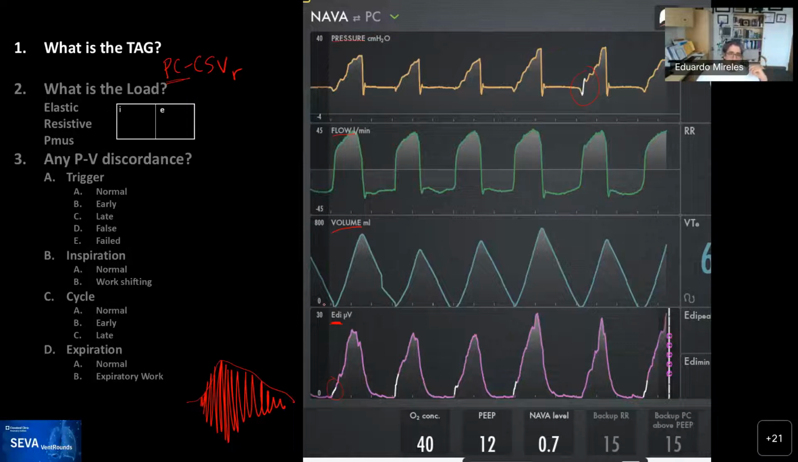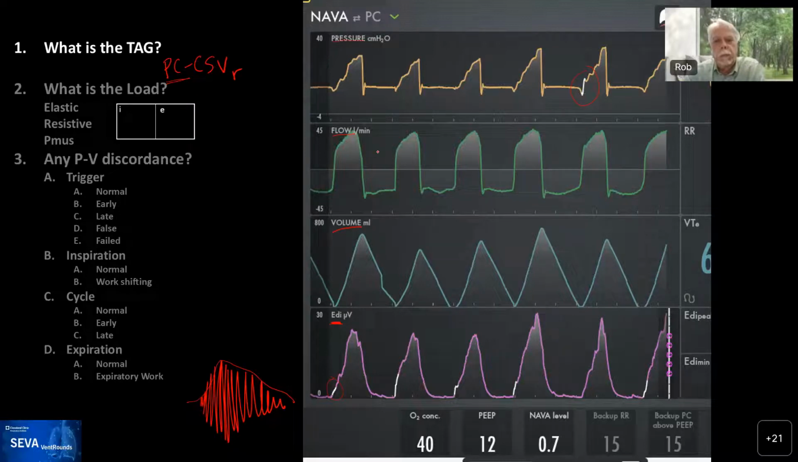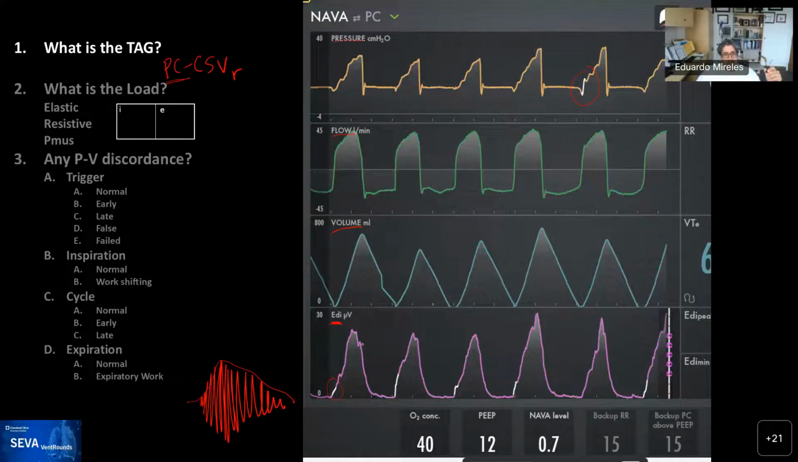Yeah, I think you're right. Okay. And then, so that's what's triggering. And then what's cycling the breath, at least in this iteration of NAVA, is that the breath is cycled when the EDI, the electrical signal of the diaphragm, drops to 70% of the peak. So 70% of the peak is where the breath is cycled off. And so essentially it's cycled by the diaphragm. When the activity of the patient goes down, the breath is ended.